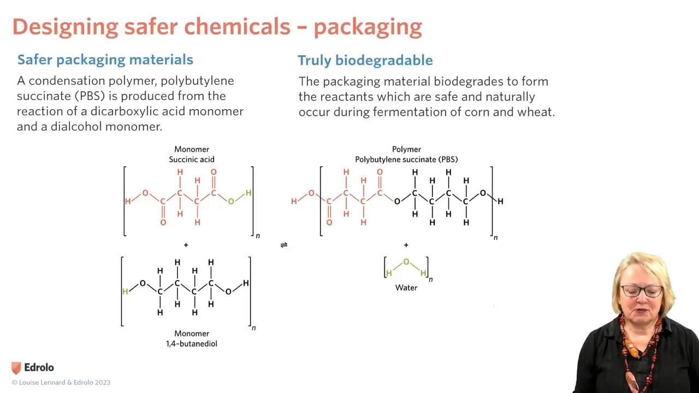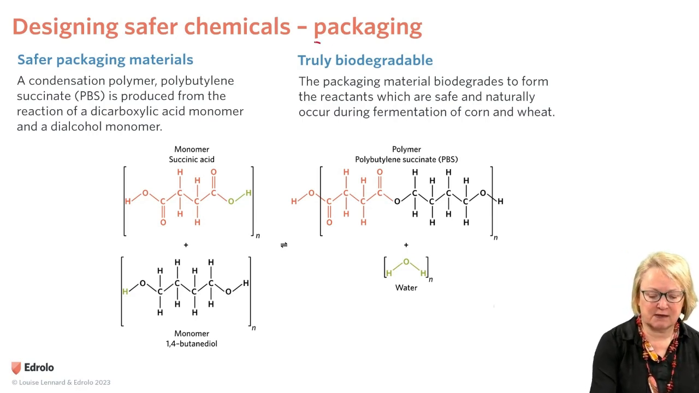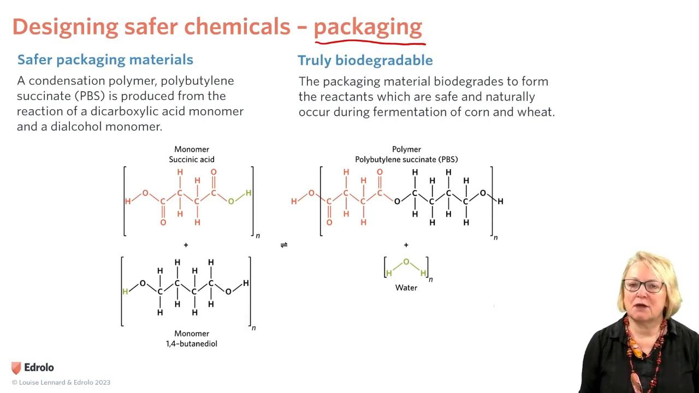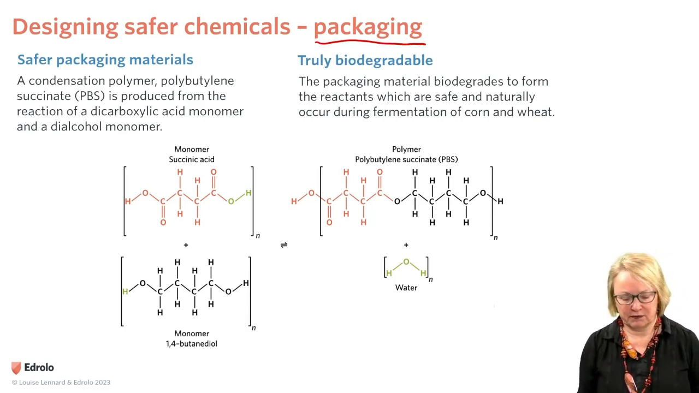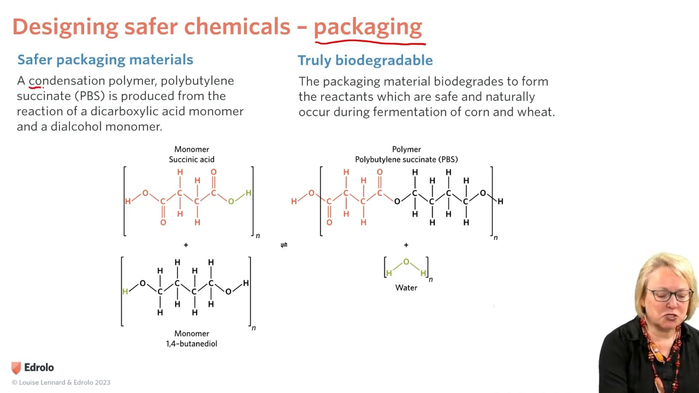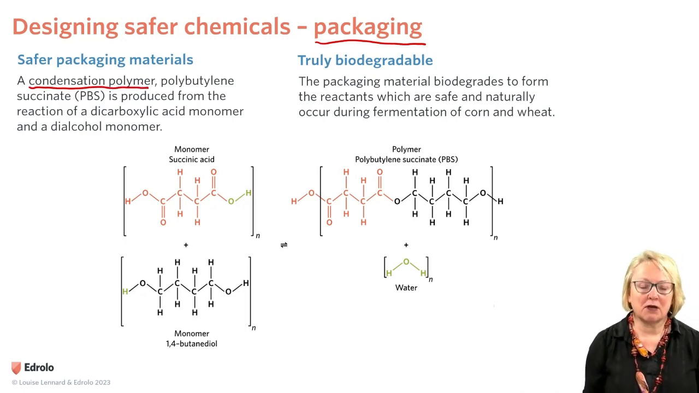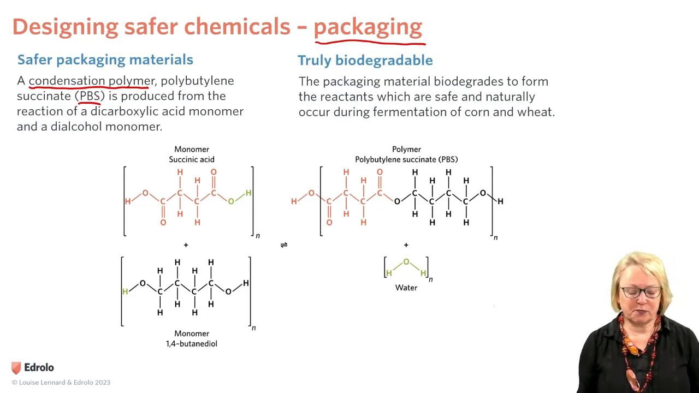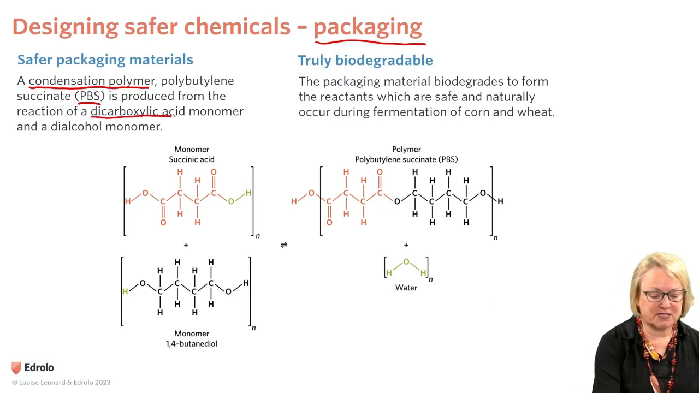Okay, so another thing we need to consider is the design of safer materials and chemicals to begin with, leading to less waste. And an example is in packaging materials. So safer packaging materials are those that can be biodegradable and not persist in the environment. So condensation polymers, such as polybutylene succinate, or PBS, is produced from the reaction of a dicarboxylic acid monomer.